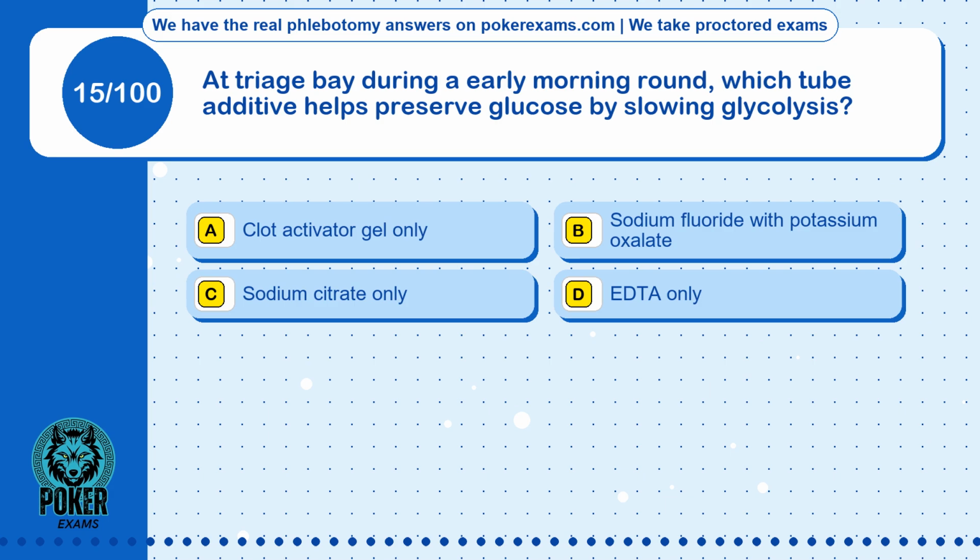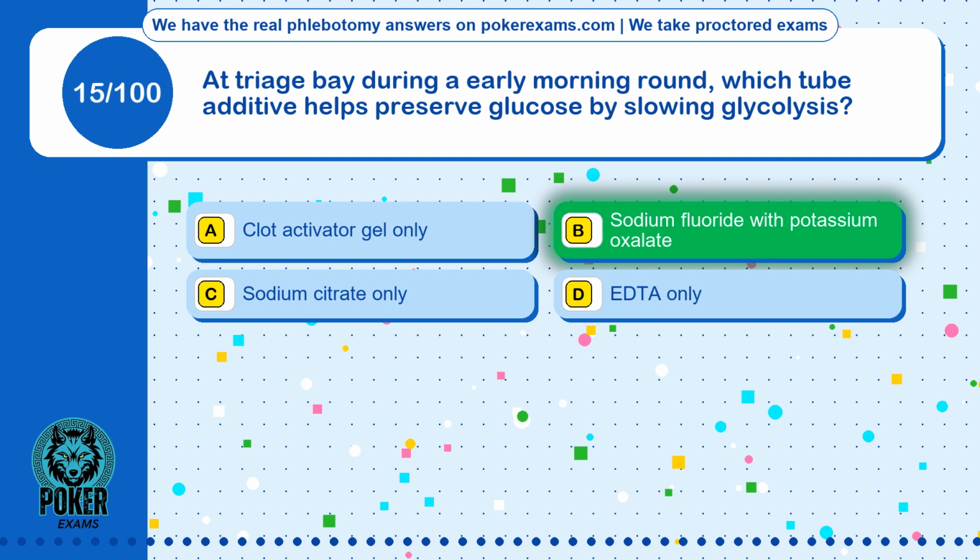Question 15. At triage bay during an early morning round, which tube additive helps preserve glucose by slowing glycolysis? Option A, clot activator gel only. Option B, sodium fluoride with potassium oxalate. Option C, sodium citrate only. Option D, EDTA only. The correct answer is option B.